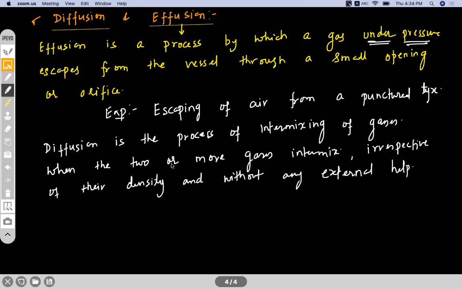Now, obviously, two different processes we have. Effusion is something else. Diffusion is something else. But while doing the questions on this, the formula and everything is the same for the two processes. There's no difference in this. So whether it is given diffusion or effusion in the question, you have to do the same thing for all kinds of questions here. What is the formula? We'll see that.